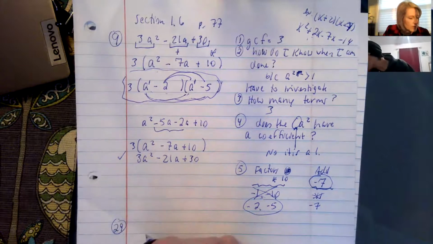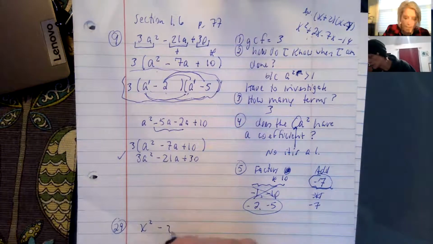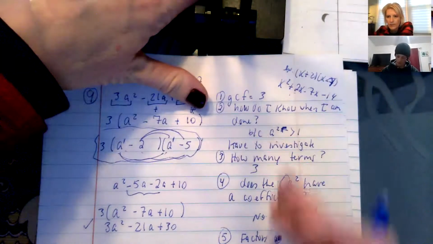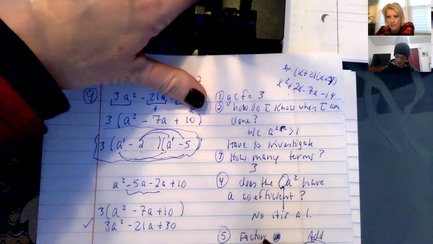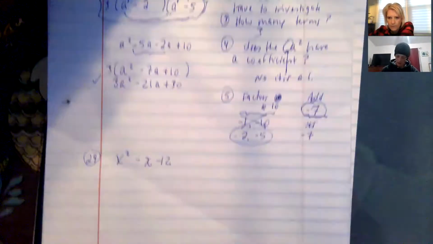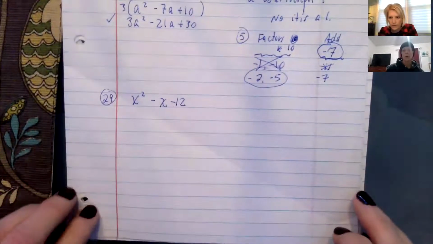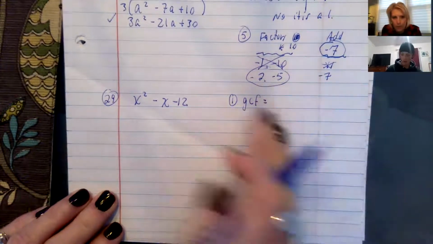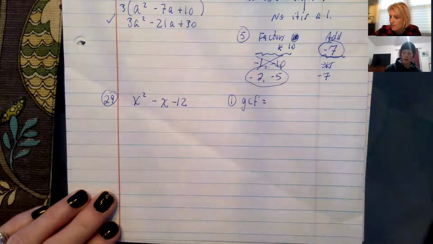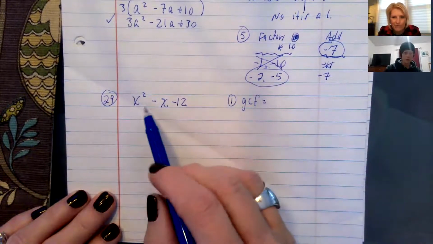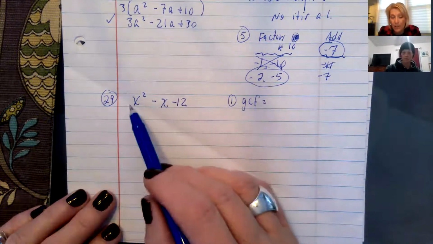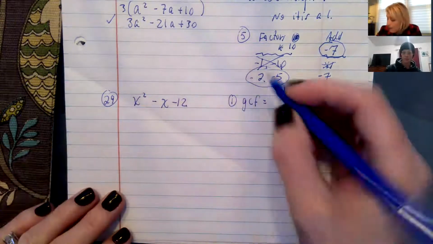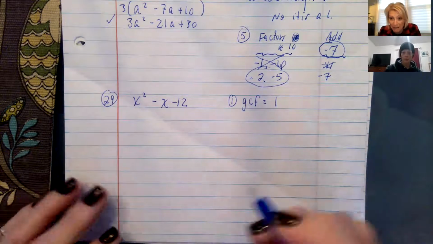Okay. So 29 says x squared minus x minus 12. And this little set of questions that I ask myself, this is just how I walk through every single time. My first question is always, is there a greatest common factor that I could just pull out up front? And there's no x's, right? And there's no 1, 1, and a -12. There's nothing in common. So my greatest common factor is 1. Okay, there's where we are.